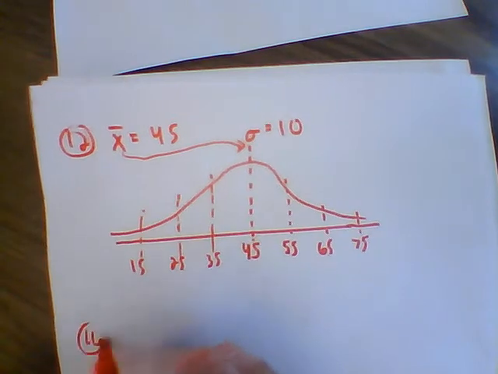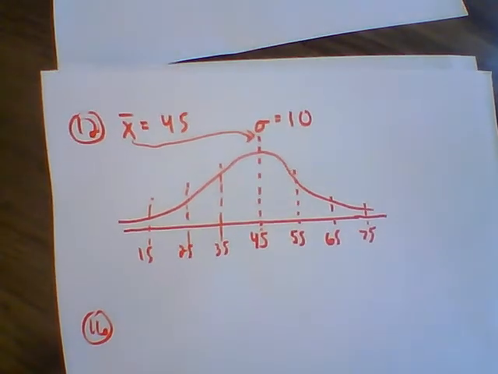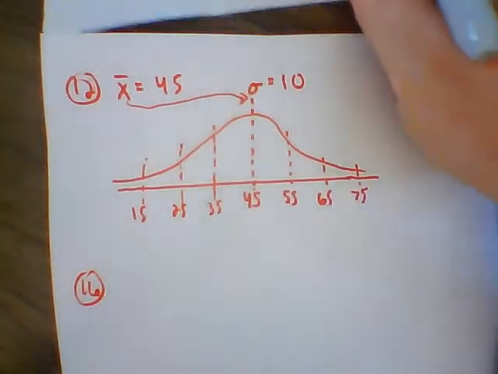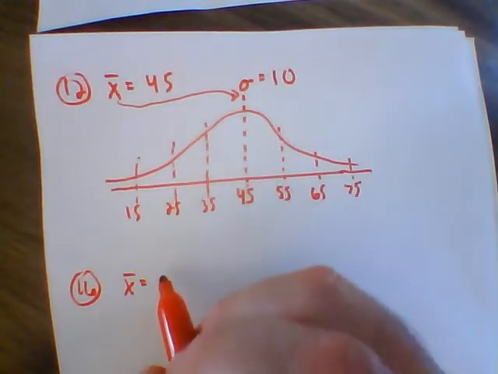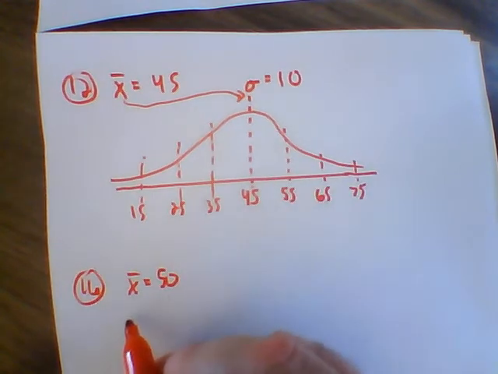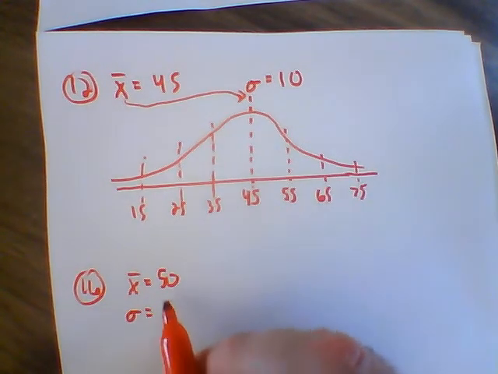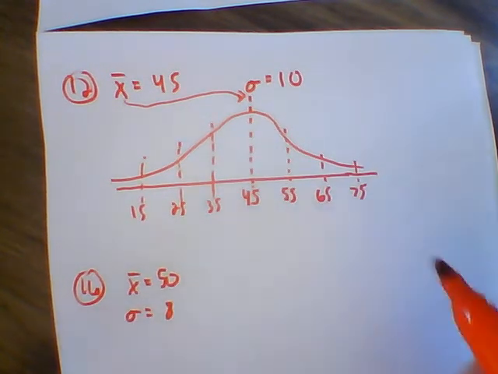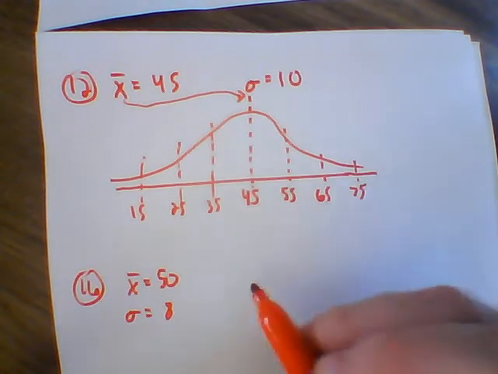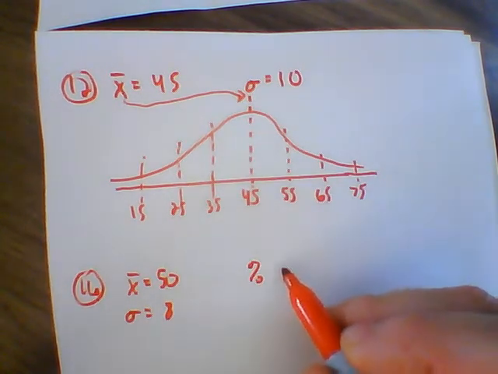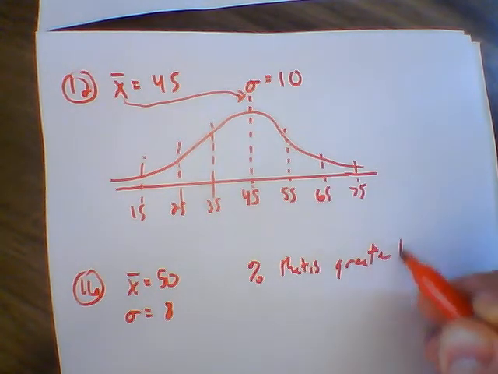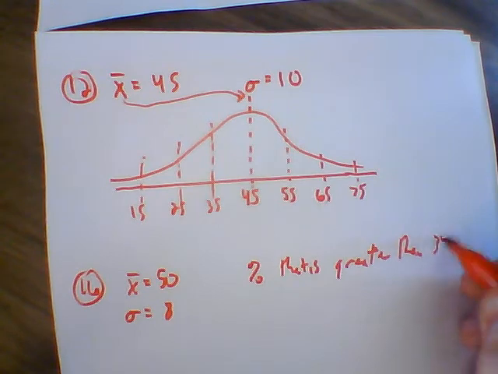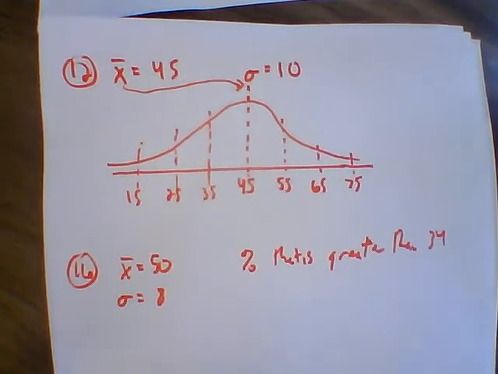So number 16. Number 16 talks about a set of data has a normal distribution with a mean of 50 and a standard deviation of 8. They tell us we want to find the percent that is greater than 34. Okay, so we want to come to our normal curve.